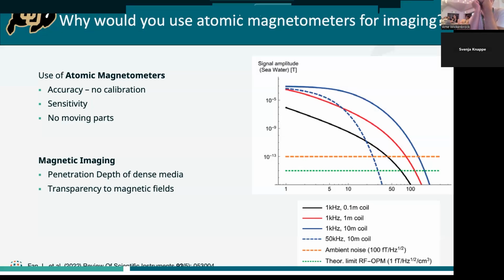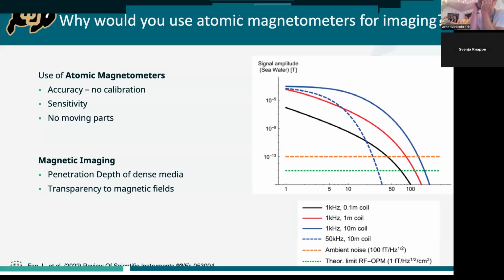And so the penetration depth of electromagnetic fields increases drastically as we go to lower frequencies. In this plot, it might not be the best one, but I just want you to look at the 2 blue lines. This is really the penetration depth of a 50 kilohertz signal versus a 1 kilohertz signal. This was calculated for seawater, for example. How far can you transmit into the ocean? And you can see that your penetration depth gets a lot longer as you go to these lower frequencies.